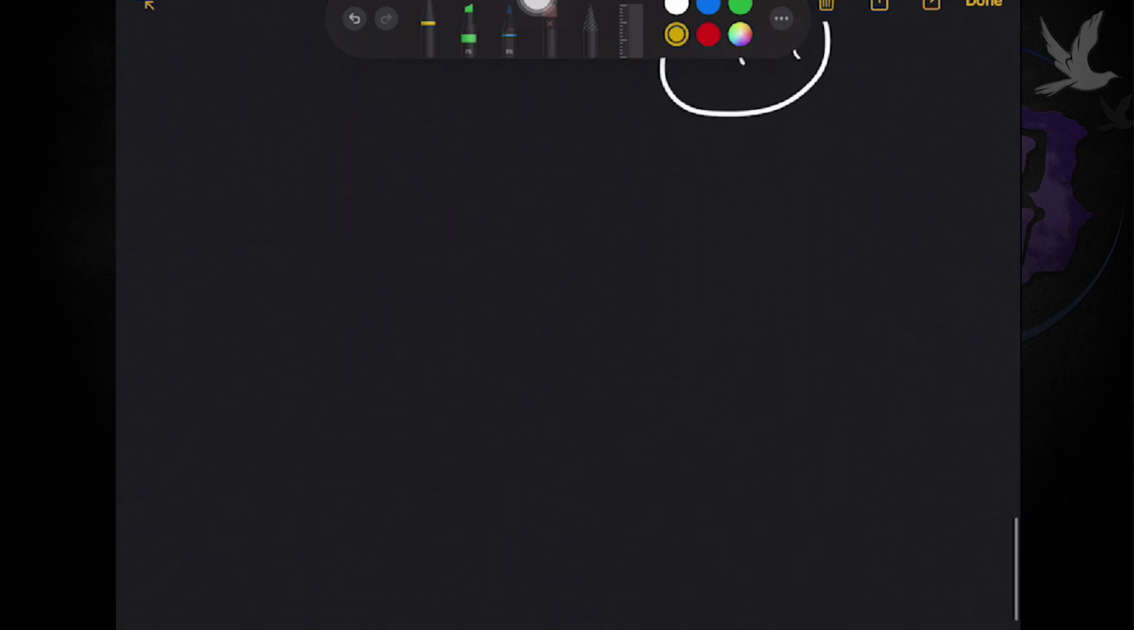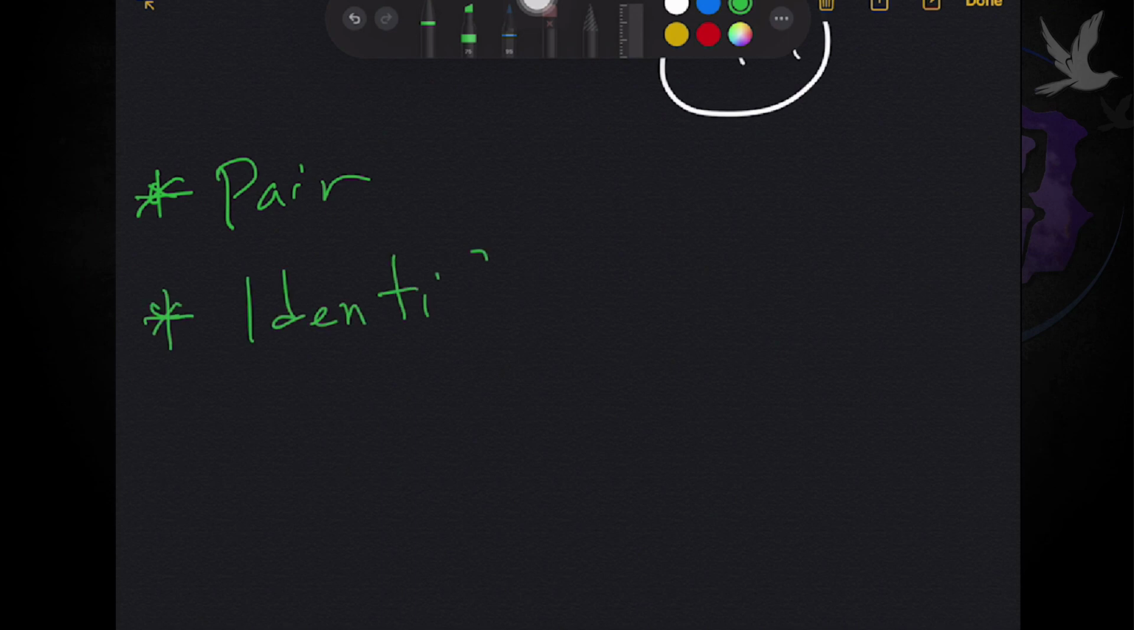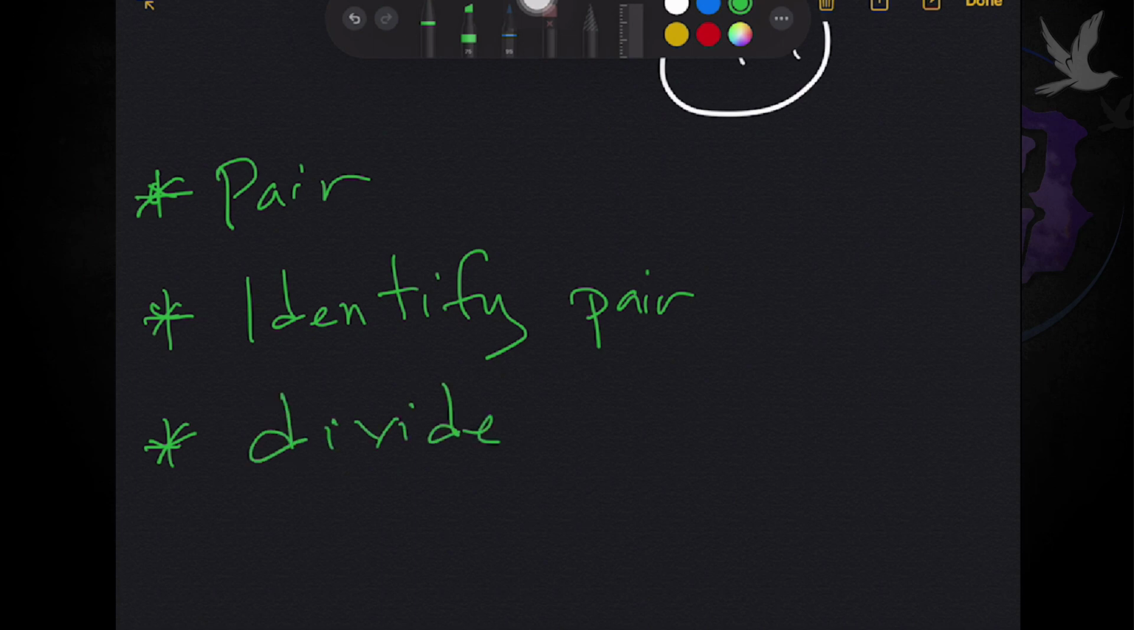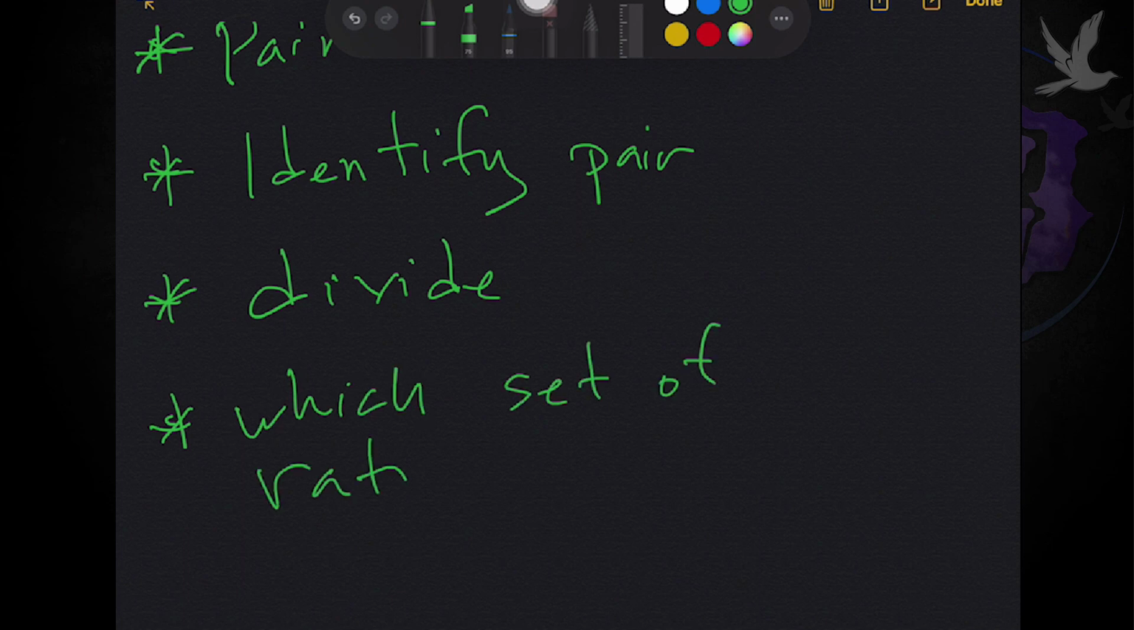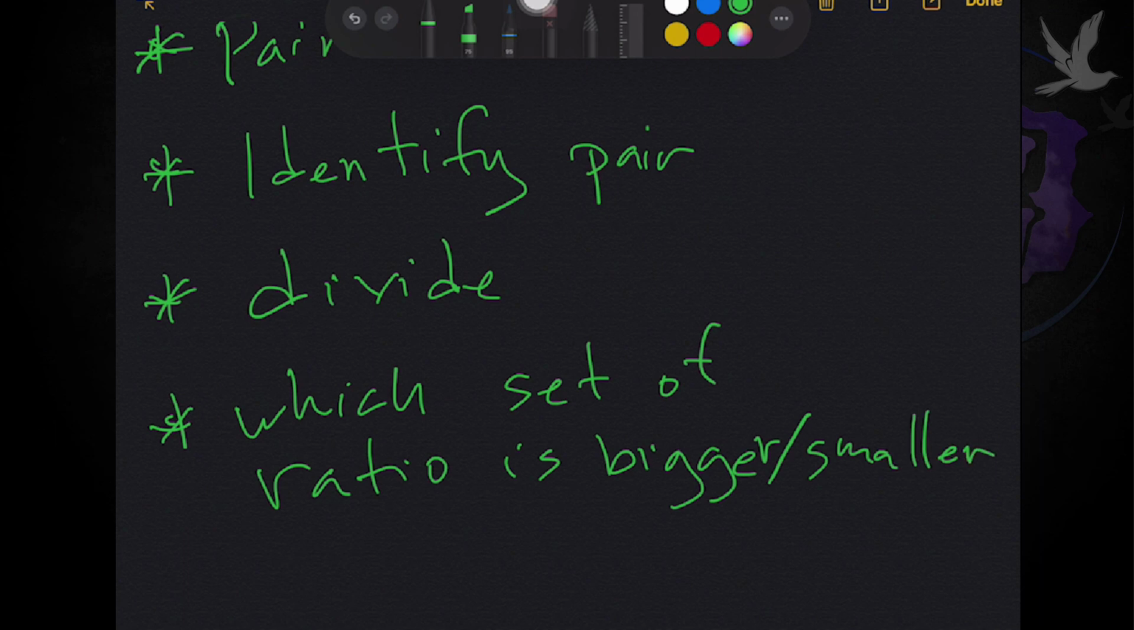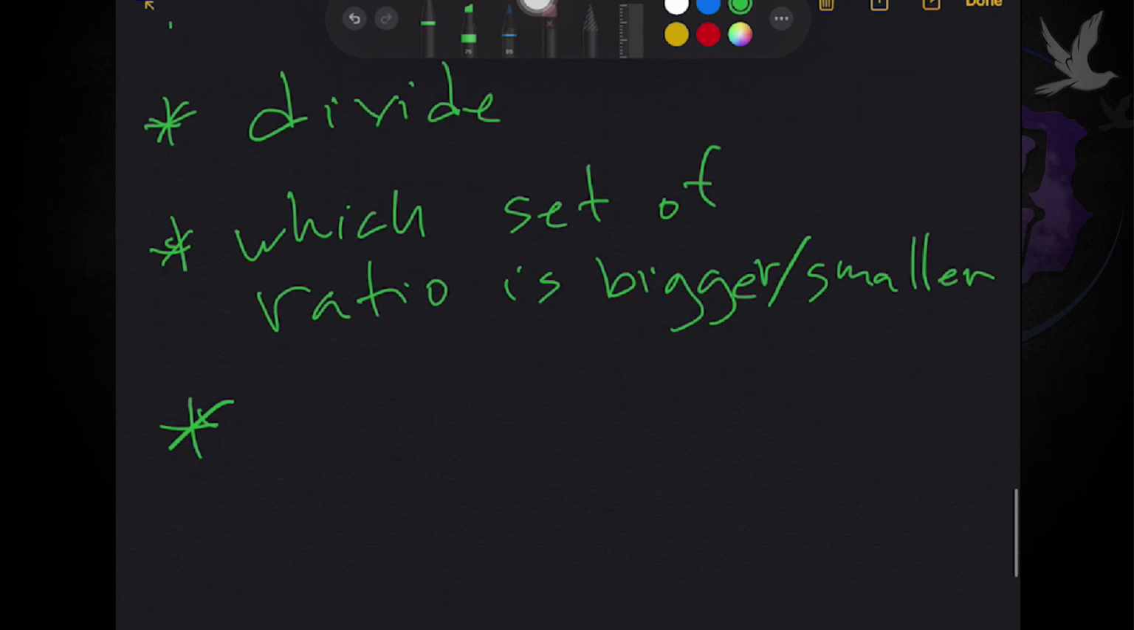Okay. Again, pabalik-balik lang ang process natin. First is to pair. I-pair nyo lang. First things first is to pair. Second, identify the pair. Then you have to acknowledge yung with the given. Next is gagawin nyo is just to basically divide them. Pair, identify pair, then divide, then also get the other pair. You have to determine which set of ratio is bigger or smaller. Then next is to apply the final process, whether you are either going to multiply or divide, depending on your situation here.